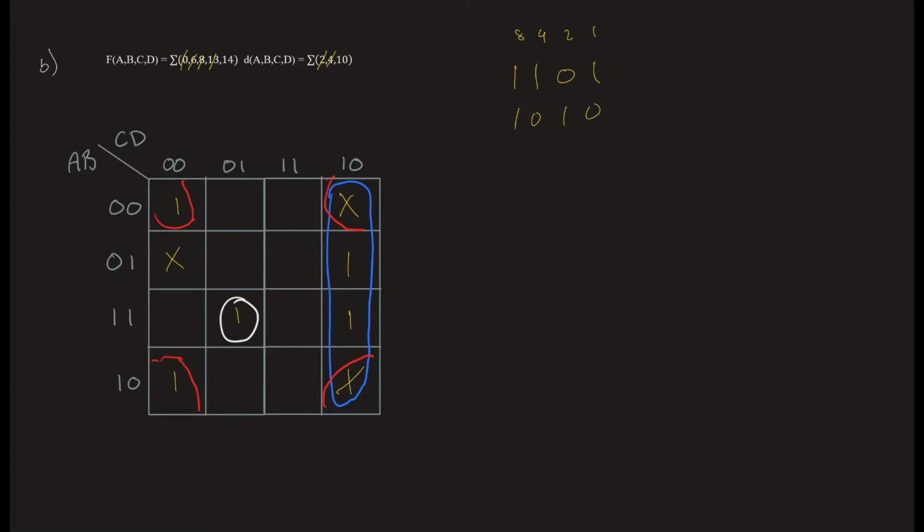Alright, so let's set up our equation. We've got the A, we've got the B, we've got the C, and we've got the D. So starting with the blue one, it crosses A, it crosses B, it's entirely inside of C, and it's entirely outside of D. So that's our blue group.